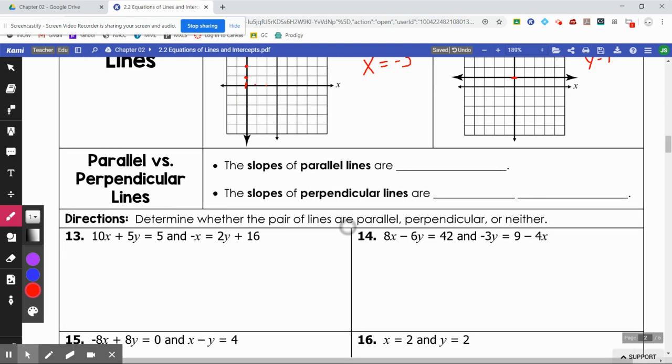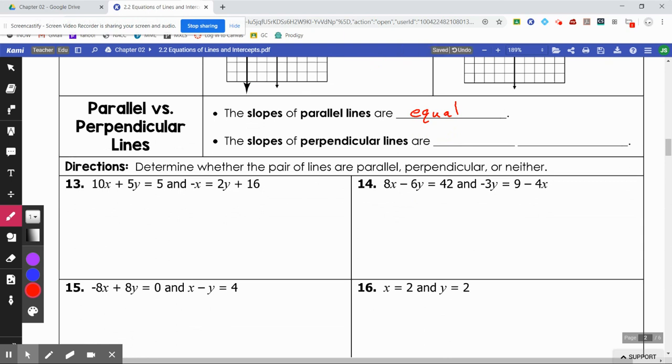Okay, parallel versus perpendicular lines. Again, hopefully this is going to be a review, but the slopes of parallel lines are always going to be the same or equal. The slopes of perpendicular lines are opposite reciprocals. An example of perpendicular would be 2/3 and negative 3/2. One of them will be positive, one of them will be negative. That's what we mean by opposites. Reciprocals will be inverses of each other.